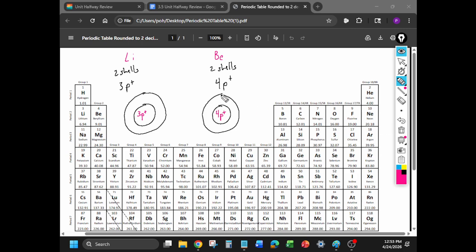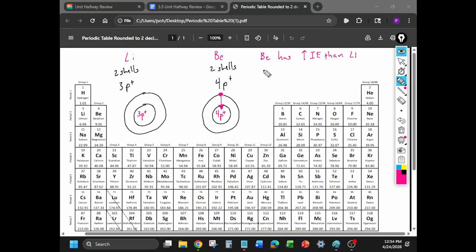If you take a look at beryllium, beryllium has a stronger positive energy in the middle, right? So what it's going to do is pull the electrons in more tightly to the middle. And so it's actually going to hold on to the electrons more. So in terms of greater ionization energy, beryllium has a greater ionization energy. So beryllium has a higher ionization energy than lithium.